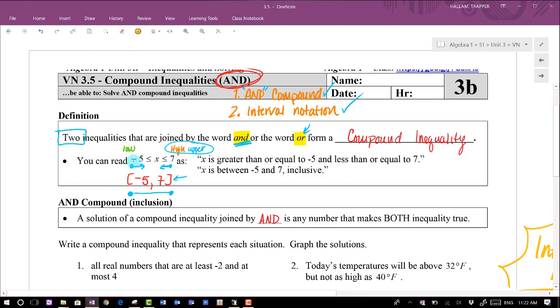If we look at this inequality, the one with the -5 on the left as a low bound, we would read this as one of two possible ways. I would say x is greater than or equal to -5 and less than or equal to 7. That's one way to say it. You could also say x is between -5 and 7 inclusively. See how it's identifying a low boundary and an upper boundary, and it's saying that these are included, meaning there's an equal sign.